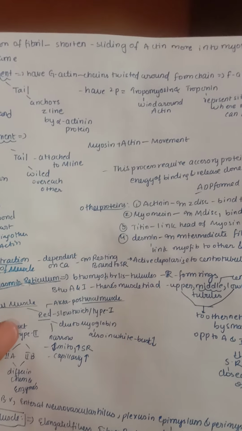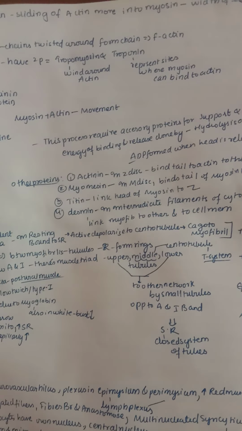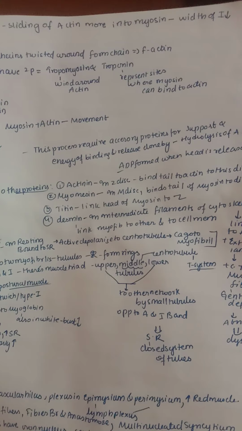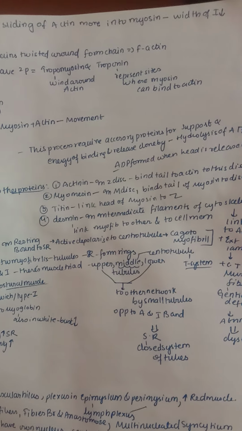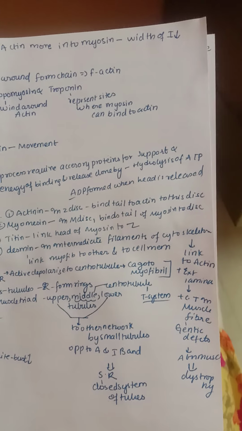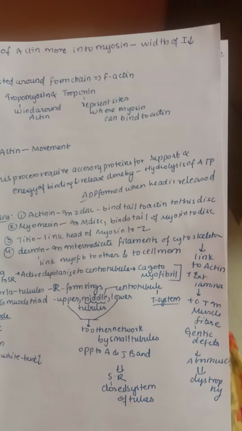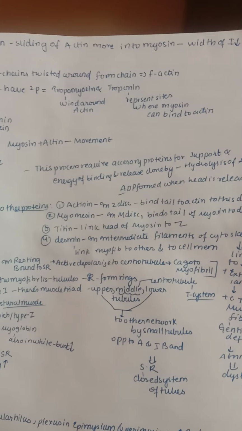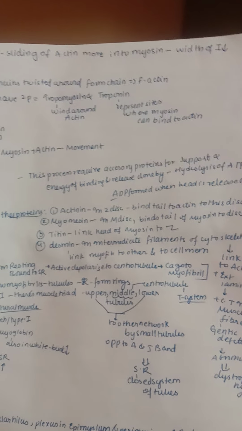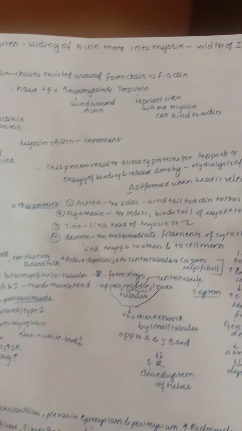So the myosin and actin together form the movement, or the contraction, of the muscle. This process requires necessary proteins for support, and the energy of binding and releasing is mainly provided by the hydrolysis of ATP. Whenever the hydrolysis of ATP takes place, ADP is formed, and then the head is released. So when the head wants to bind, ATP is involved, and when the head wants to release from the actin filament, ADP is formed.